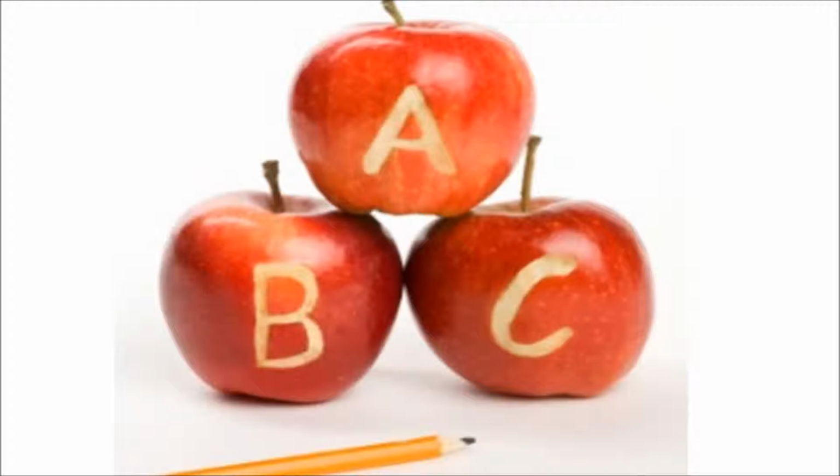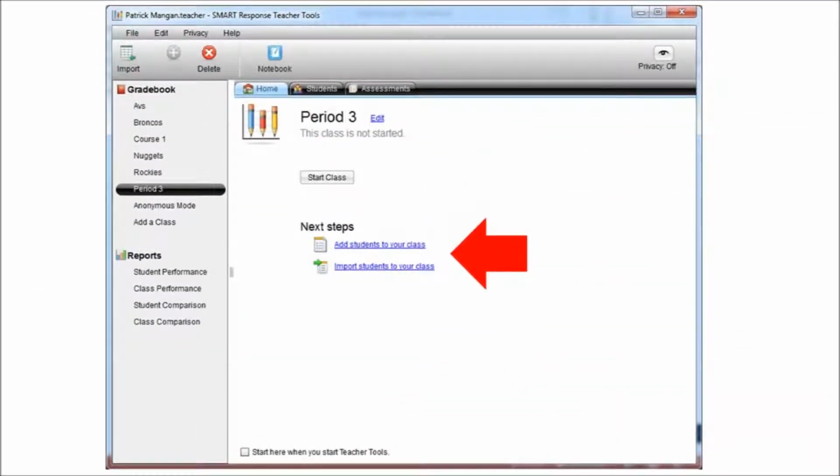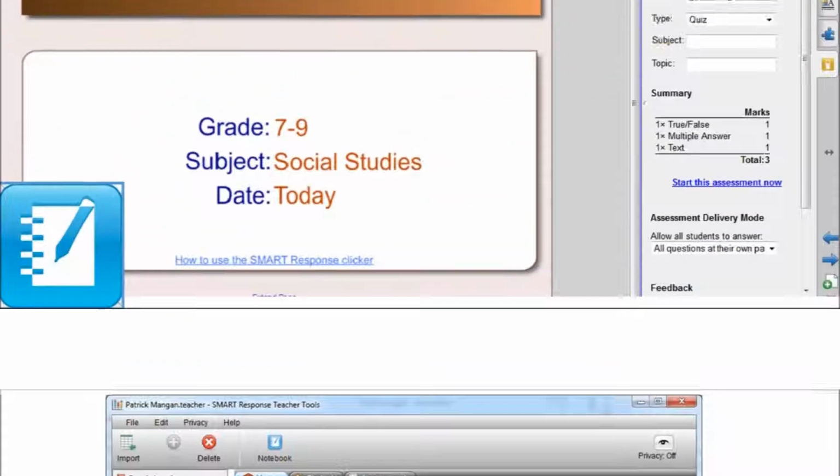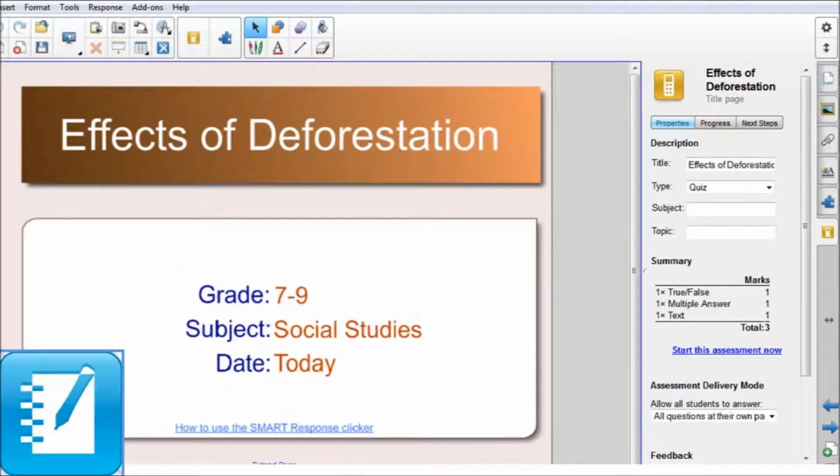When you open Teacher Tools for the first time, you will have to enter your name and some basic information to set up your teacher file. Then you'll be ready to start adding classes and students. To add a class, there is an Add a Class button in the Gradebook menu. Once you create your new class, you will then be prompted to add students to that class. You can either enter students in manually or import your class list from an Excel file if you have one. Once you have all your students added to the different classes you teach, you'll be ready to administer an assessment.